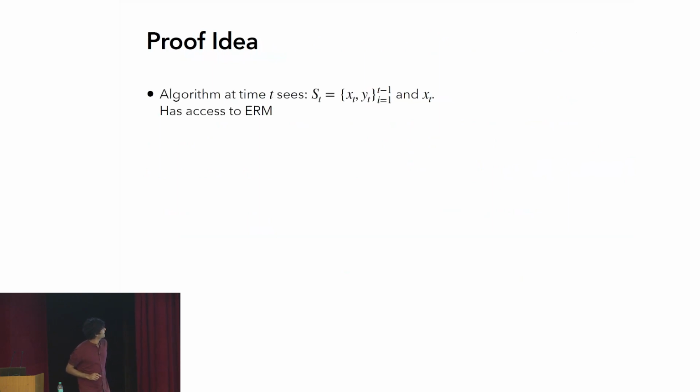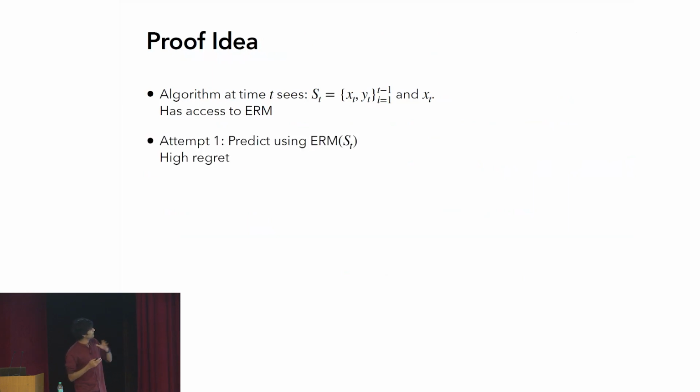Okay, so again, let me quickly go over the proof idea. Just to make sure what the algorithmic problem is, the algorithm sees the data so far, that is x1 to x t minus 1, let's call that S_t, with the labels, and also sees x_t, which it has to predict on. And it has oracle access to ERM. That is, it can input S_t to the ERM, and it will tell you what the best hypothesis in the class on this data is. So that's the algorithmic setting.